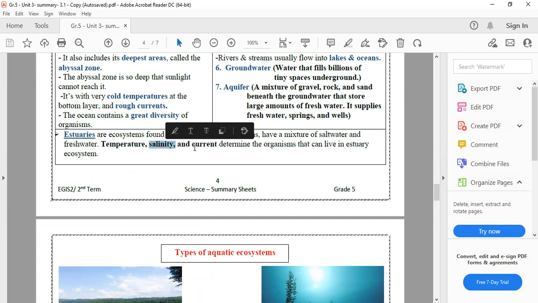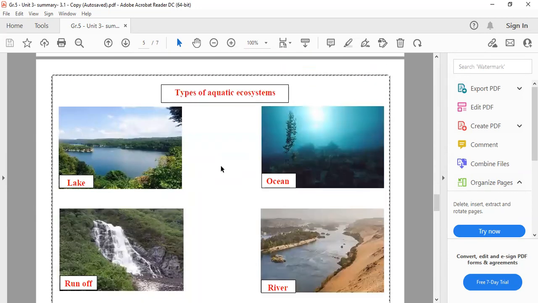Temperature, salinity, and the current determine the organisms that can live in the estuary. Yes, the temperature of the water will control which organisms will live in this part. Also salinity. Salinity means the amount of dissolved salts in the water, and the current is the direction of the movement of water. All these will determine what organisms will live in the estuary ecosystem.